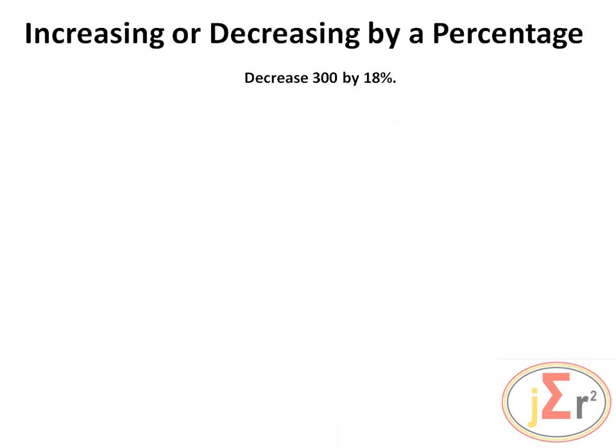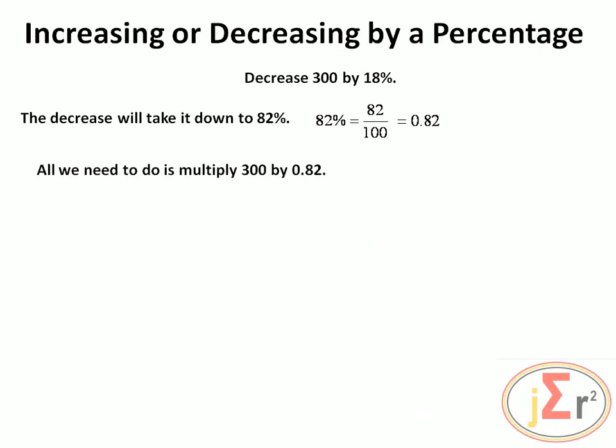We're going to decrease 300 by 18%. So what do we do? We take 18 from 100 because the original is always 100%. So we take 18 from 100, and we are going to get 82%. What is 82%? 82 over 100. 82 over 100 is 0.82. 2 places of decimal. So we are going to multiply 300 by 0.82 and see what we get. 300 multiplied by 0.82 is equal to 246. So that's our answer.